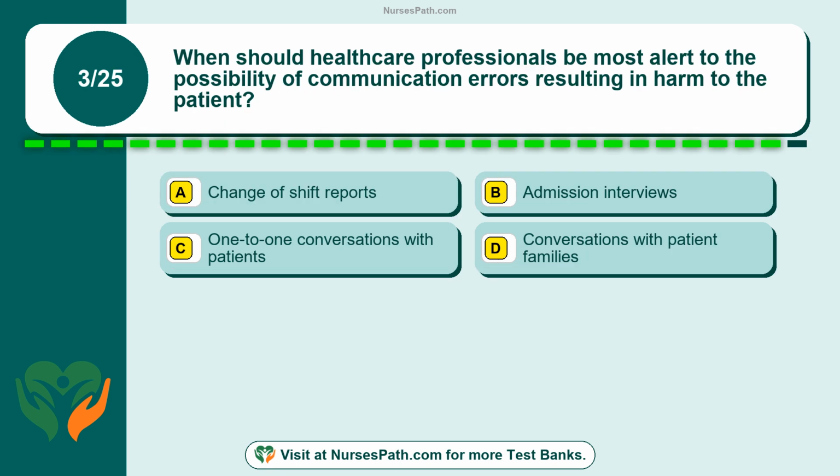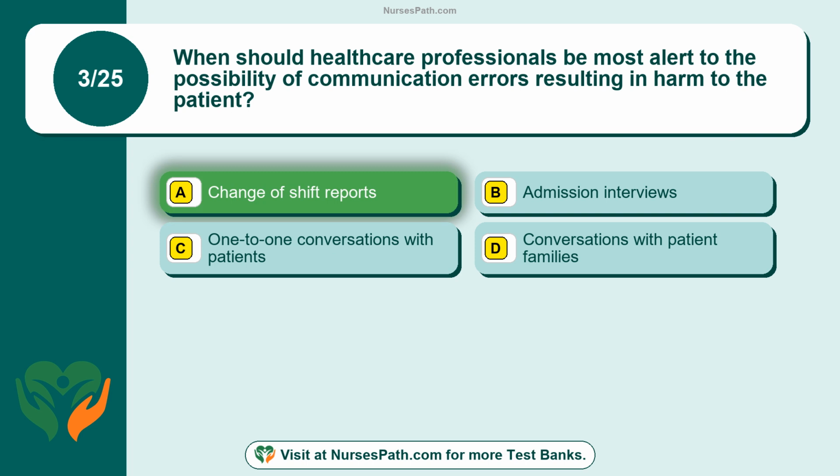Question 3. When should healthcare professionals be most alert to the possibility of communication errors resulting in harm to the patient? Option A, change of shift reports. Option B, admission interviews. Option C, one-to-one conversations with patients. Option D, conversations with patient families. The correct answer is option A, change of shift reports.